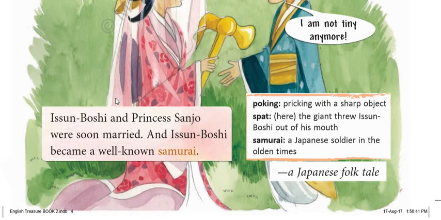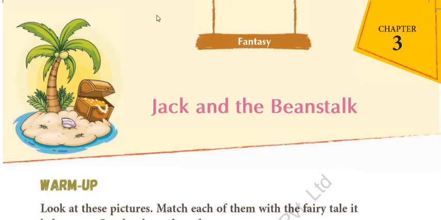So I hope you enjoyed this story, and now let us move on to the next lesson, that is lesson number 3, because lesson number 2 is a poem in your textbook. So lesson number 2 means chapter number 3 in your textbook. And here, if you can see, my dear students, is chapter number 3. Now this chapter is again based on fantasy.